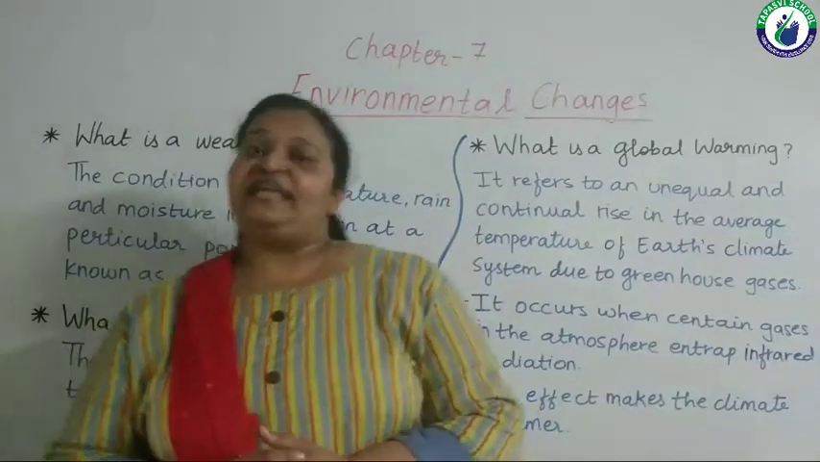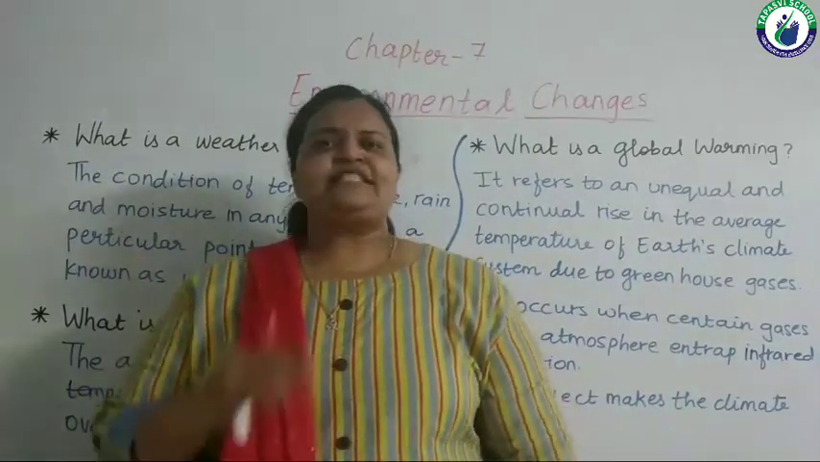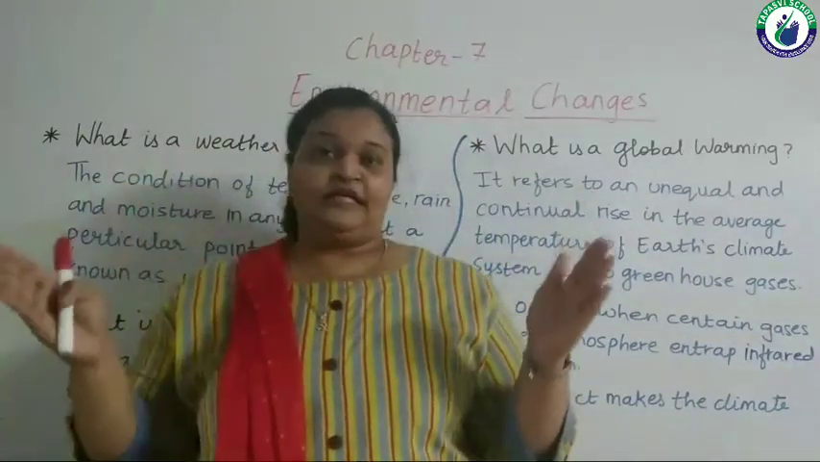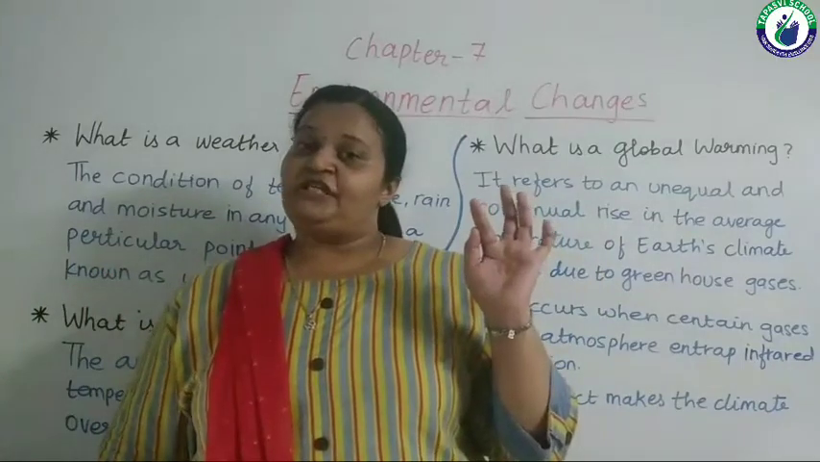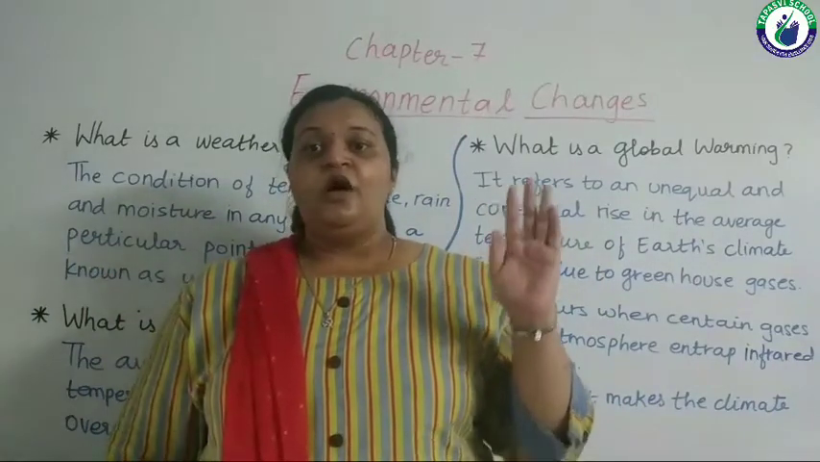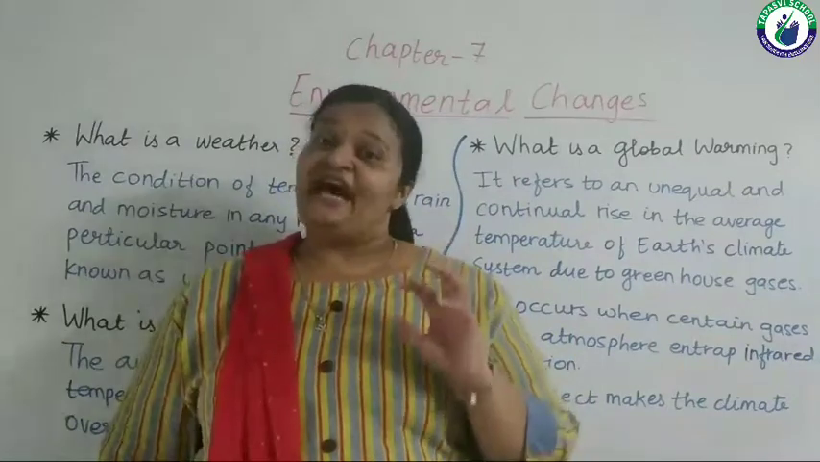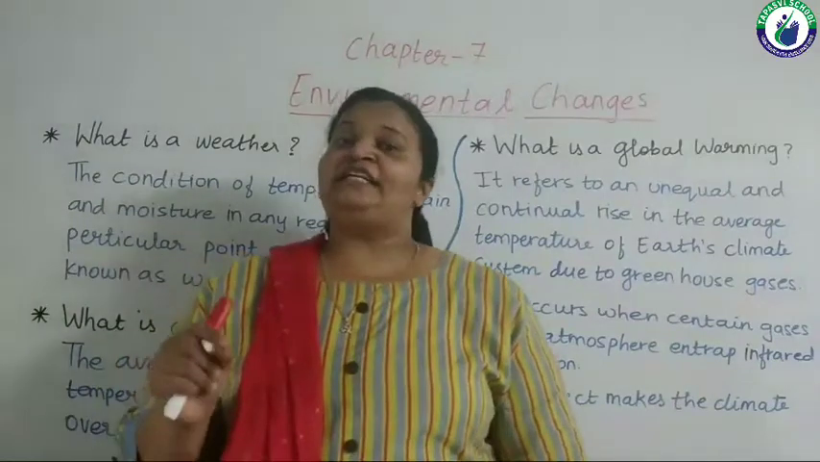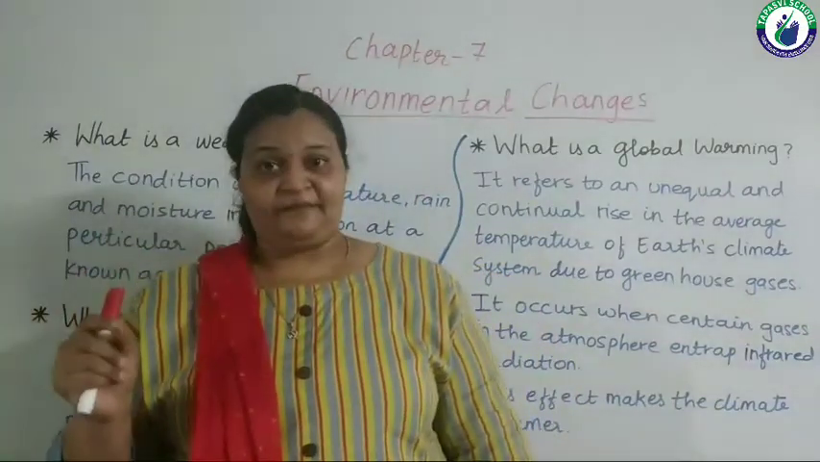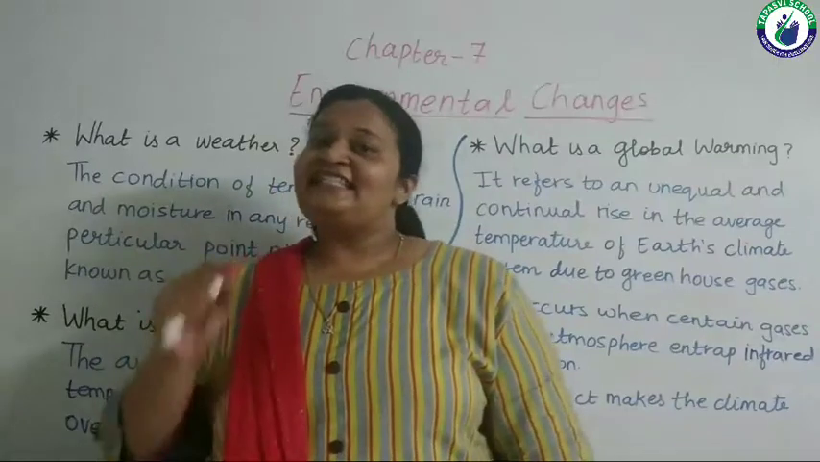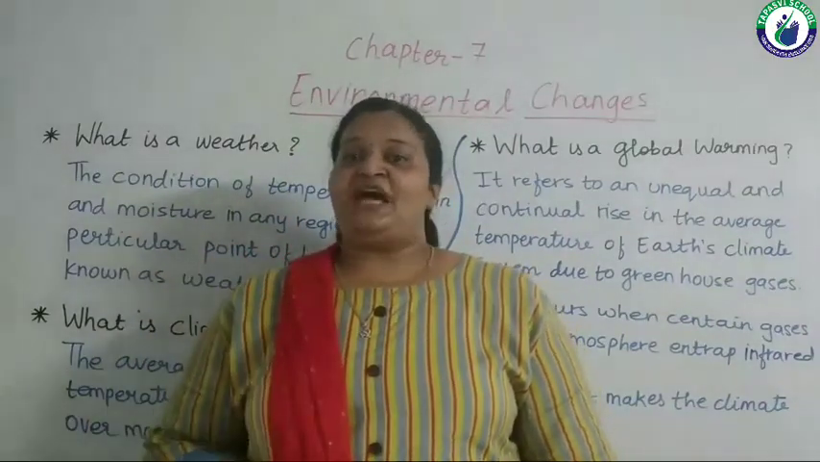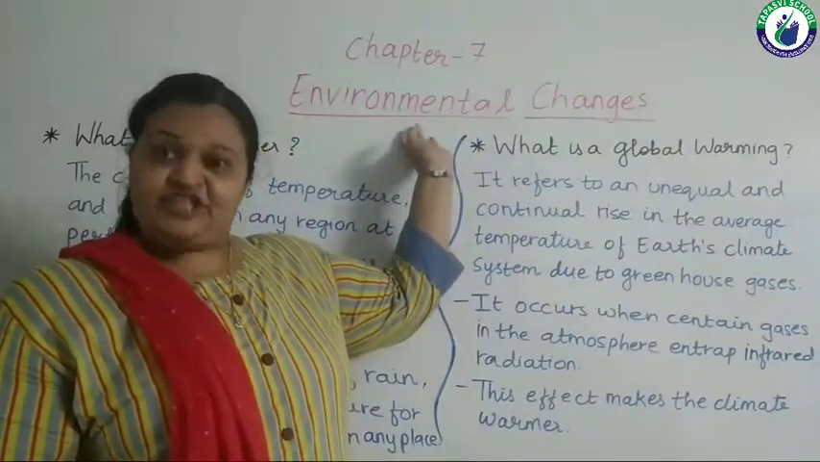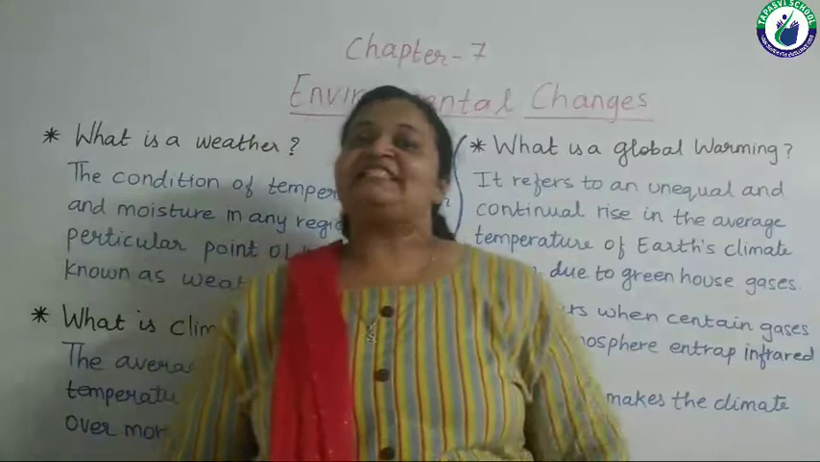If I talk about India, we know well that since ages, India has followed the seasonal cycle during the whole year: summer, winter, monsoon. All three seasonal cycles have nowadays been disturbed due to human interference in the environment. So today, let's start with one of the chapters relating to the environment, that is Environmental Changes, Chapter 7, Standard 8.